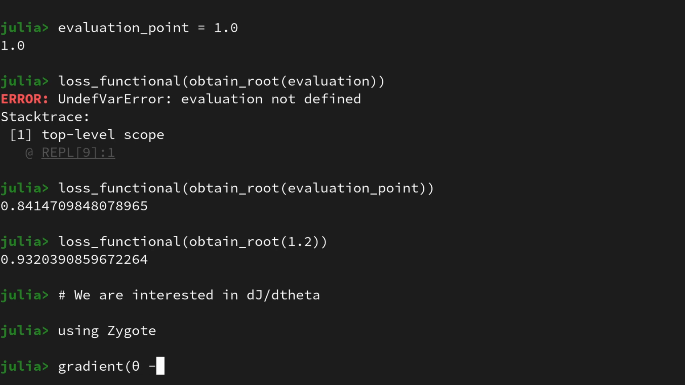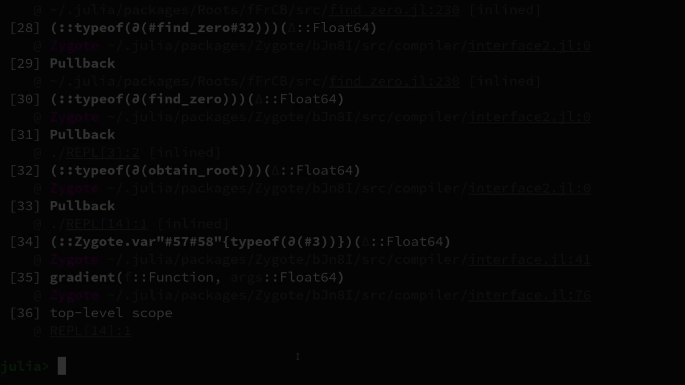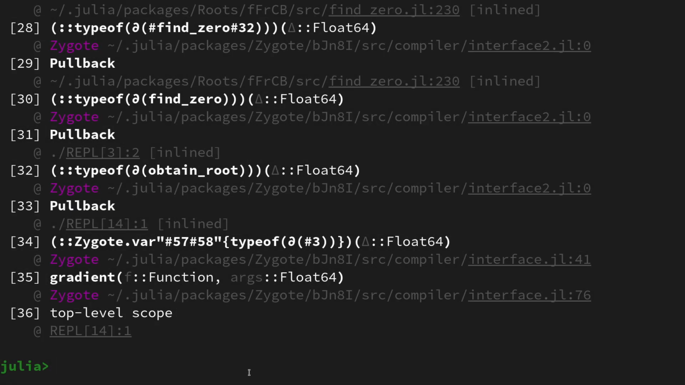So I will say theta is mapped to loss functional on obtain root on theta, and then we have to provide our evaluation point where we want to query the gradient information. So this will now take a couple of seconds. I will just make a cut here. Here we go. That ran for about a minute on my machine here.